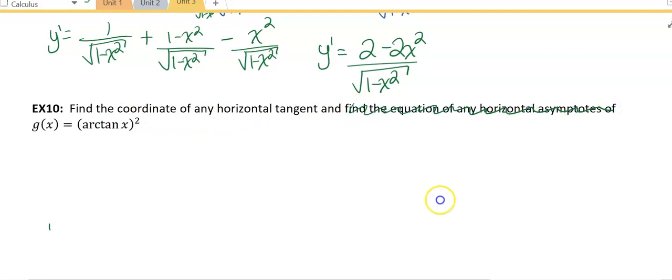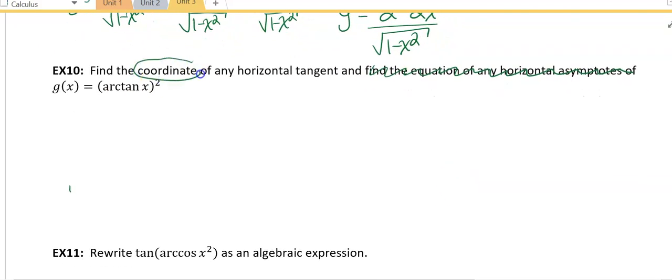Okay, example 10. We're only going to find the first part, we're not going to find the equation of the horizontal asymptotes. So find the coordinate, that means we're looking for an x and a y value. Horizontal asymptotes mean that we have to set it equal to 0. Be really specific, make sure that you write this on the AP exam. They'll be expecting that, you'll lose points if it's not written there.